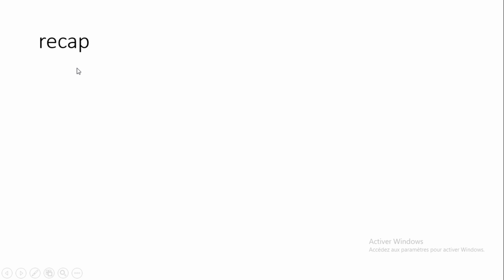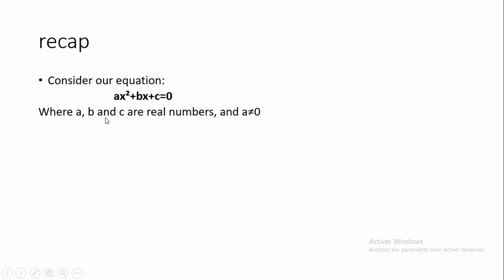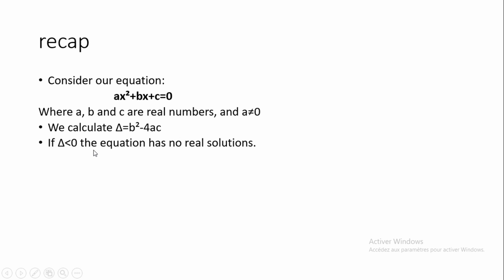Now we move to the recap, and this is the last slide, so be careful. We consider our equation ax squared plus bx plus c equals 0, where a, b, and c are real numbers and a is different from 0. We calculate our delta, which is b squared minus 4ac. If delta is negative, the equation has no real solutions.